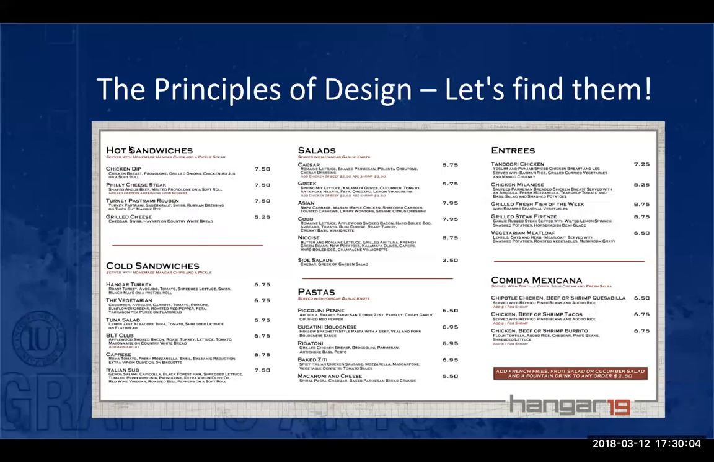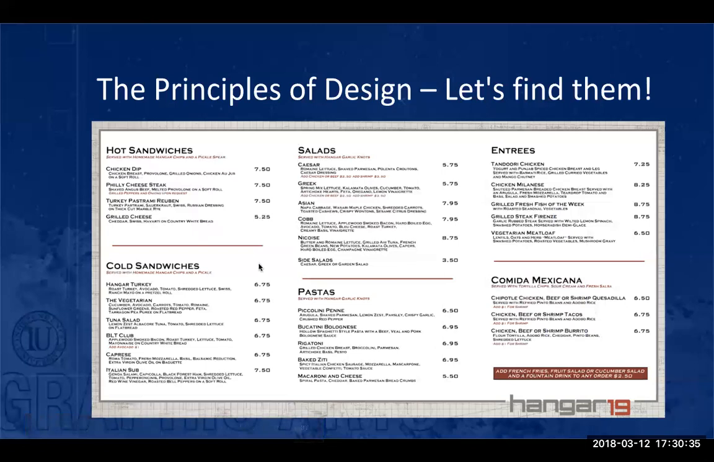And mostly, if you look, these lines work as well to keep certain items together. Like all of the hot sandwiches are together, and then each sandwich individually is kept together. And then the sandwiches are kept together in this column. And then we move on through salads, pastas, entrees, and then comida mexicana, which is Mexican food.